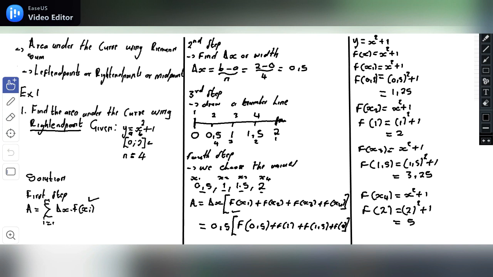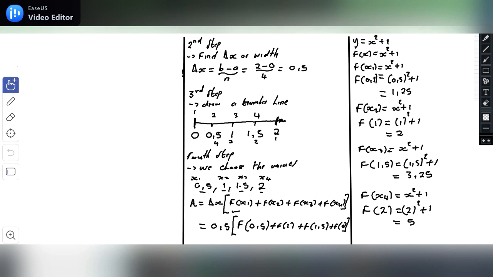And then now we can write those values, right? So let me just erase a few things here so that we can have space. Okay, so now we're going to use this formula. We're going to write it again, which is A equals delta x into f of x1 plus f of x2 plus f of x3 plus f of x4. And now because we know the values of f of x1, f of x2, and so on, we're going to replace them with those values, right?